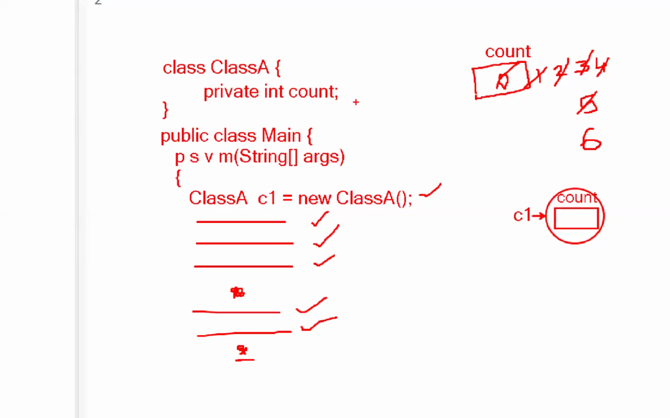Count is equal to count plus 1. In the main method. How can you access this count variable in the main method? Getter setter. This is a private variable. Private variable is accessible only within the class. You cannot access the variable outside the class. Then the question comes here.